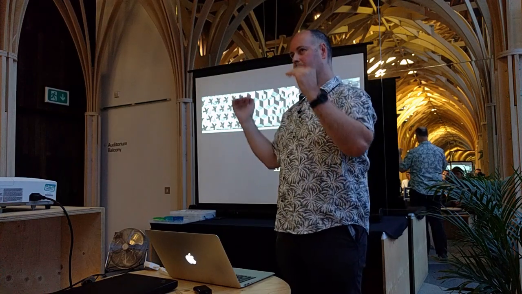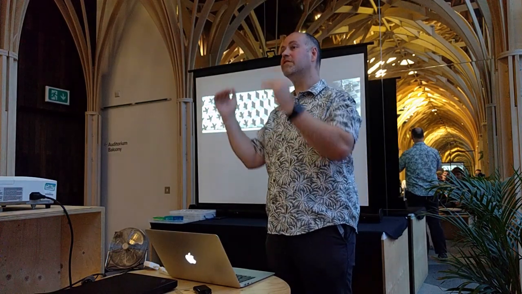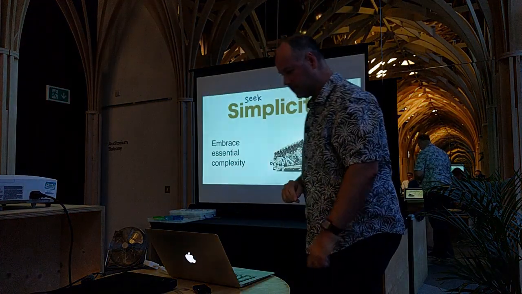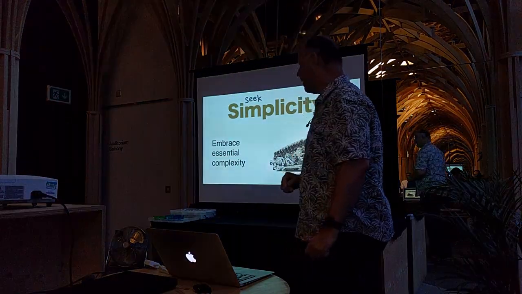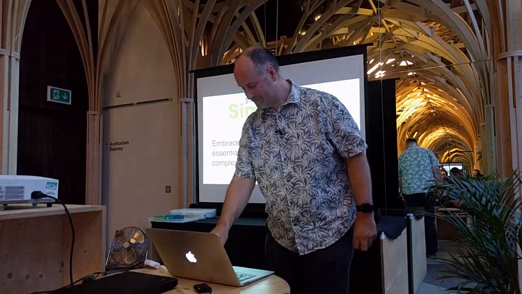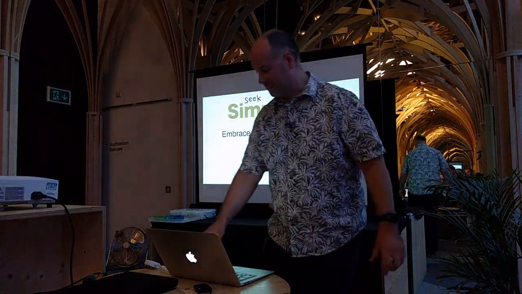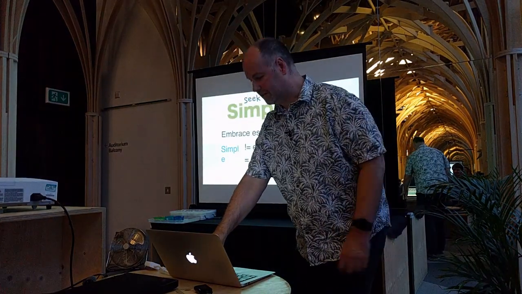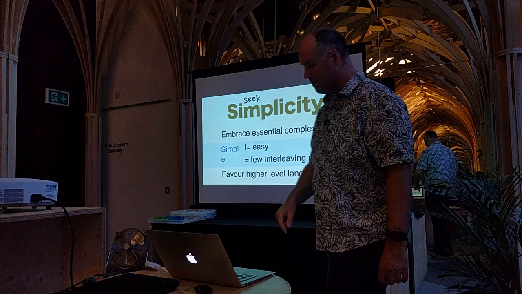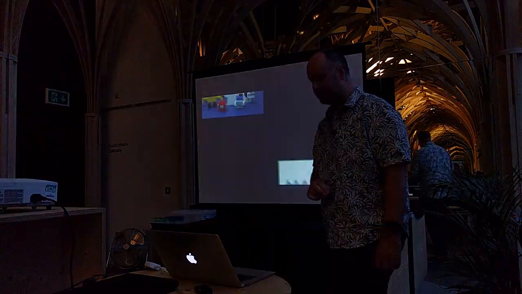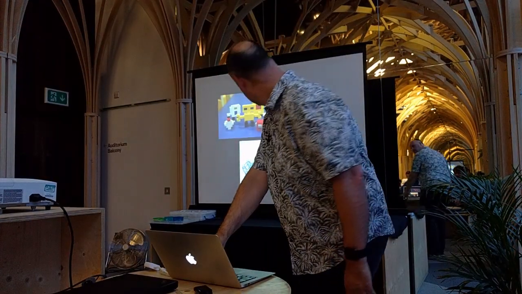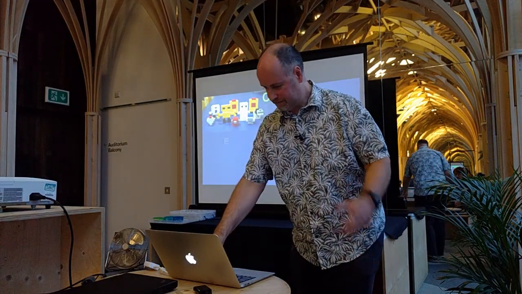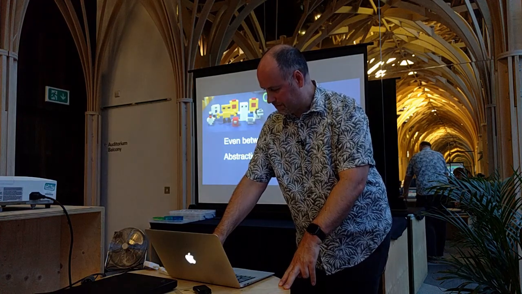You have these discrete points in time where things happen that you can then reason about in isolation. It takes a bit of getting your head around that. All right, so wrapping up, I think we're already out of time. Sorry. So embrace the essential complexity. Being simple doesn't mean being easy, but it does mean having few interleaving parts. Favour high-level languages and features. Value composition over complecting, even between value and time.